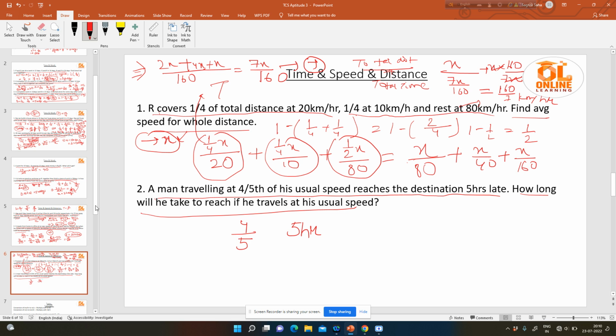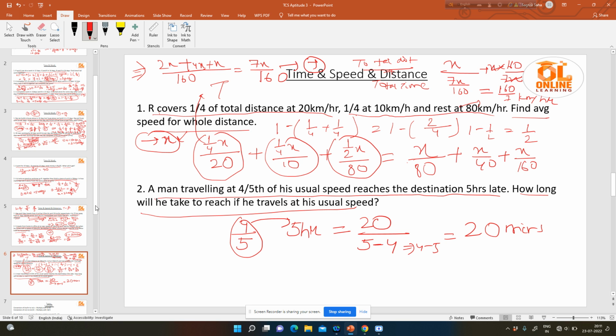So, for finding the usual time, multiply the time with the numerator, that would be 20, and here subtract both the numerator and denominator. That would be 5 minus 4. You can also do 4 minus 5, just neglect the negative sign. So the usual time taken by him would be 20 hours.